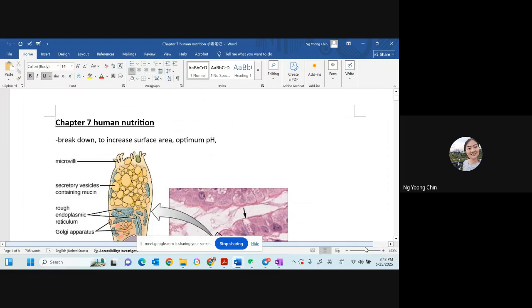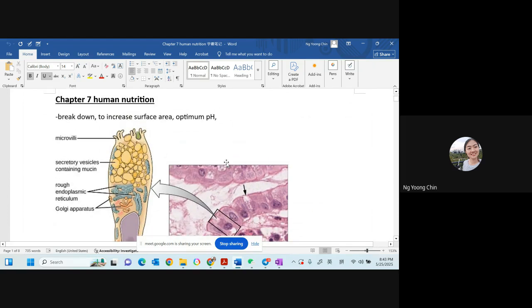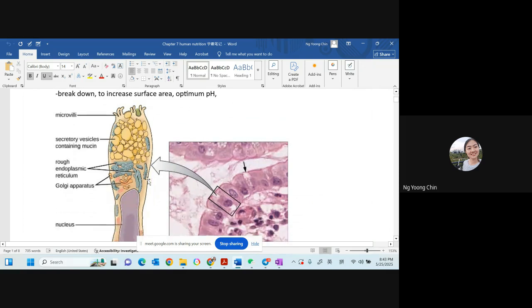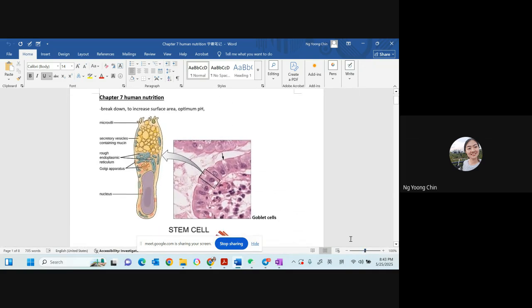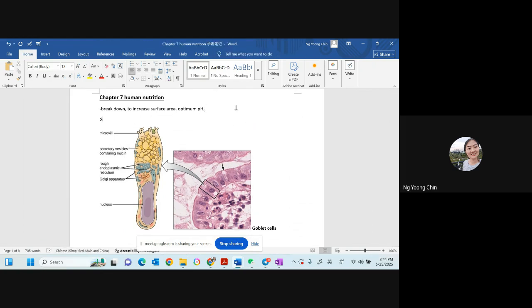Okay, these are very short and simple notes, because I already put in the common mistakes, which are that students do not understand or feel that it is very hard to memorize. So I will put it in this document for you to refer to. Along the digestive tract, we have the goblet cell. So this is the goblet cell. Goblet cells are found in the digestive tract and also the respiratory tract.